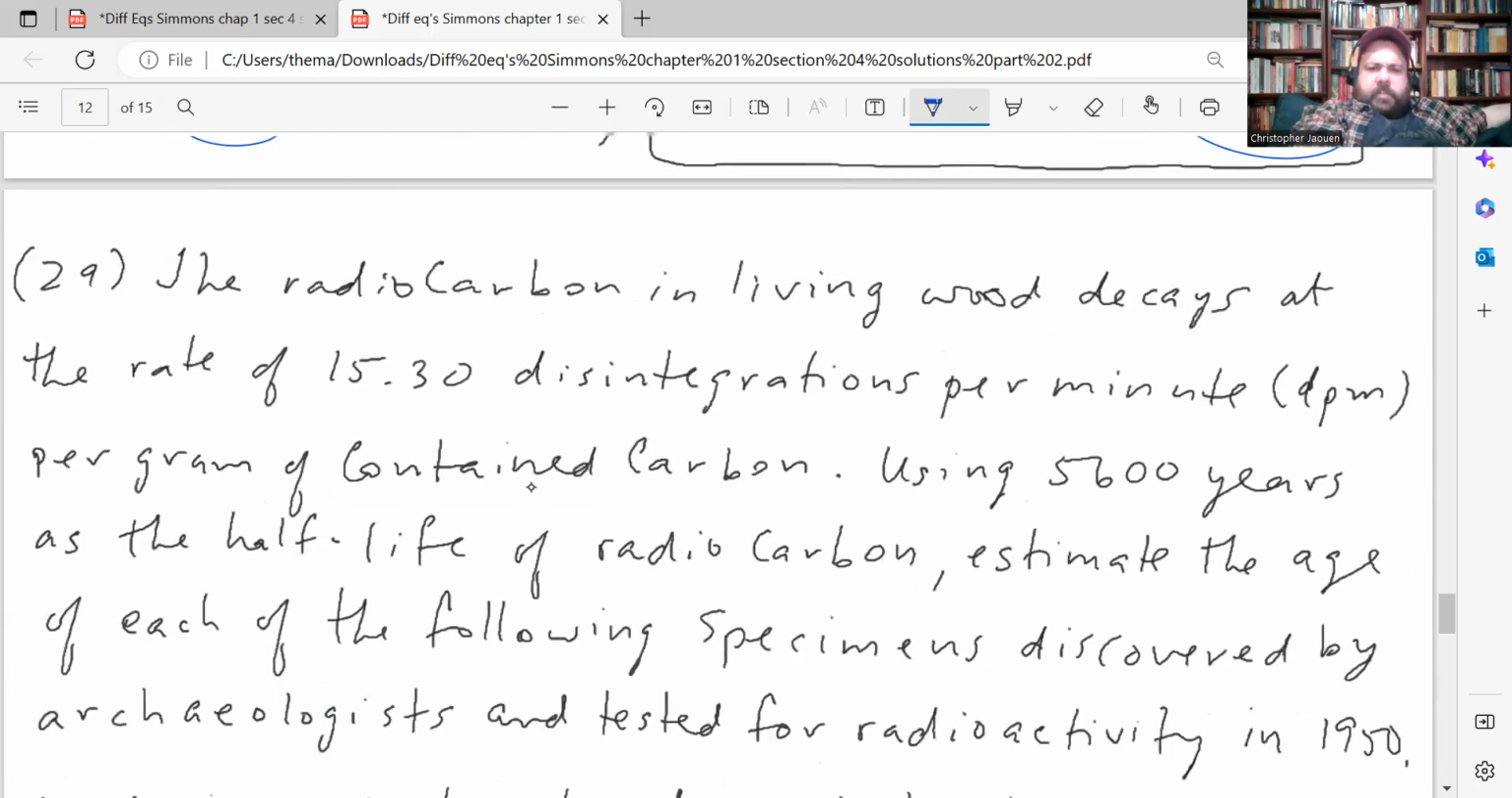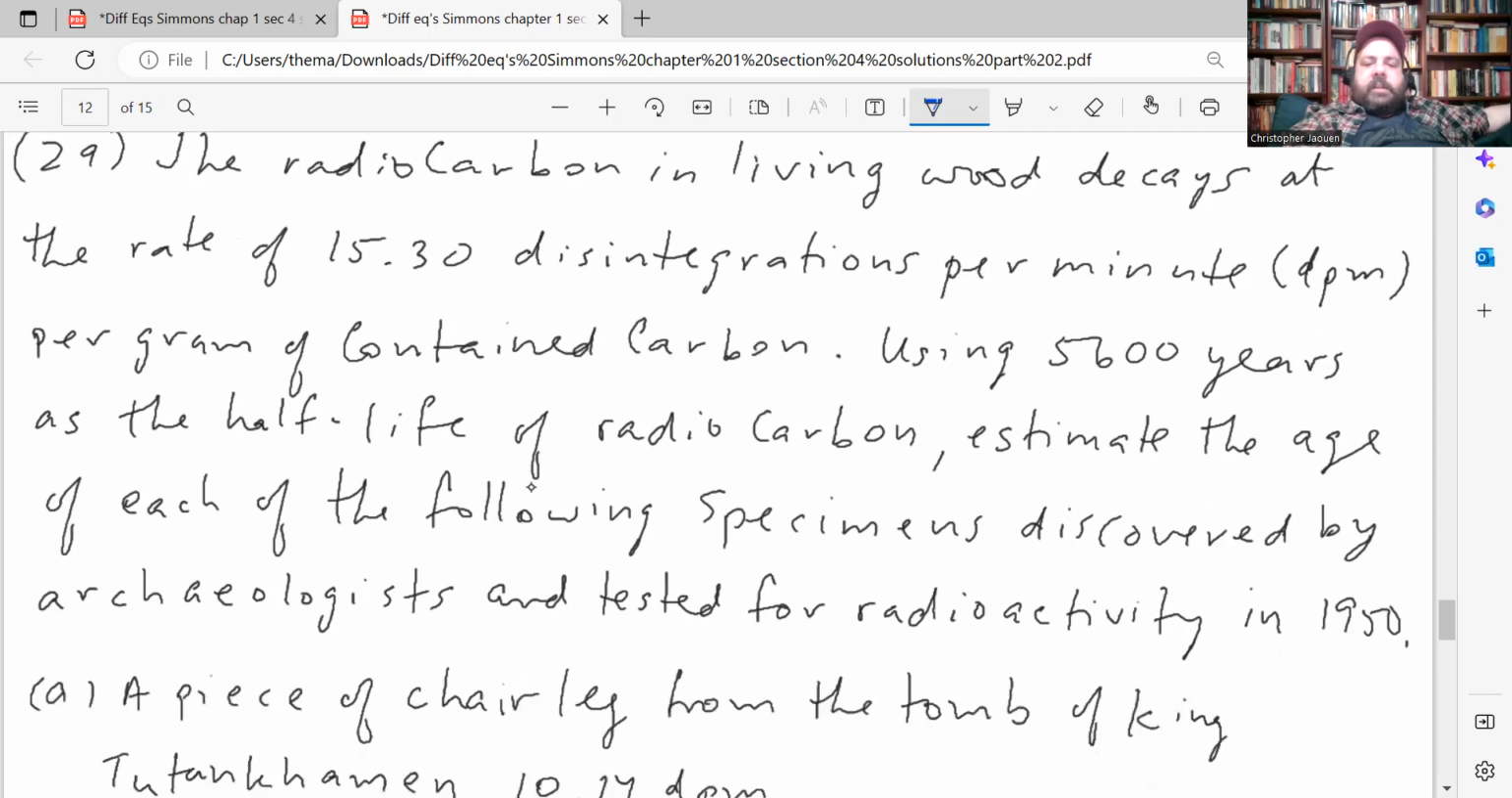Problem 29. I think this is the last problem in the section. I realize this is a lot, but anyway, 29 deals with the radiocarbon dating stuff that he was talking about. The radiocarbon in living wood decays at the rate of 15.3 disintegrations per minute, or DPM, per gram of contained carbon. Using 5,600 years as the half-life of radiocarbon, estimate the age of each of the following specimens discovered by archaeologists and tested for radioactivity in 1950.